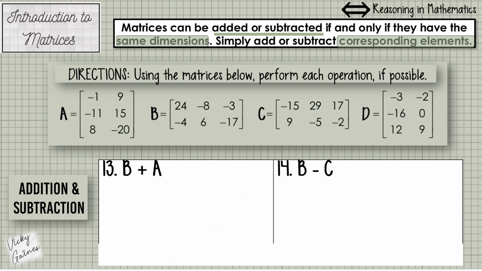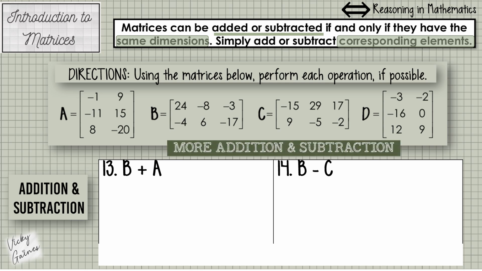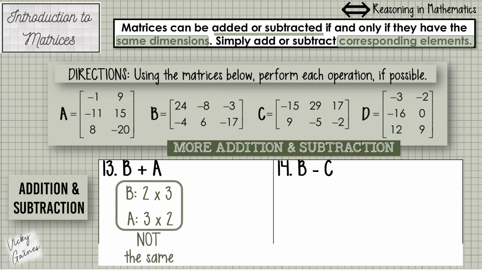Same dimensions. Let's do a couple other ones. 13, we have B and we're adding A. Here's B, here's A. Can't do it. One's a 2 by 3 and one's a 3 by 2, so that is not possible, or undefined.